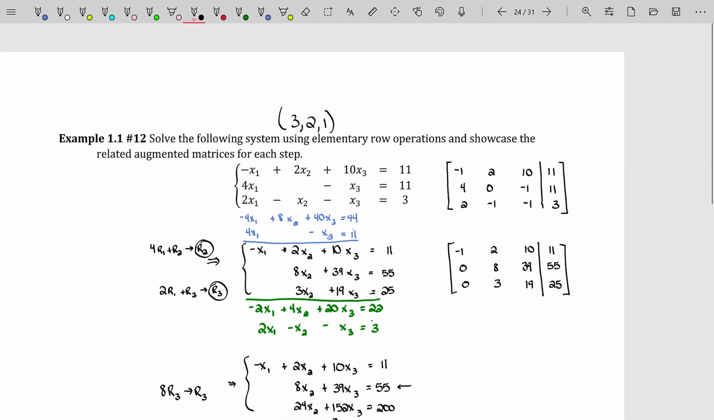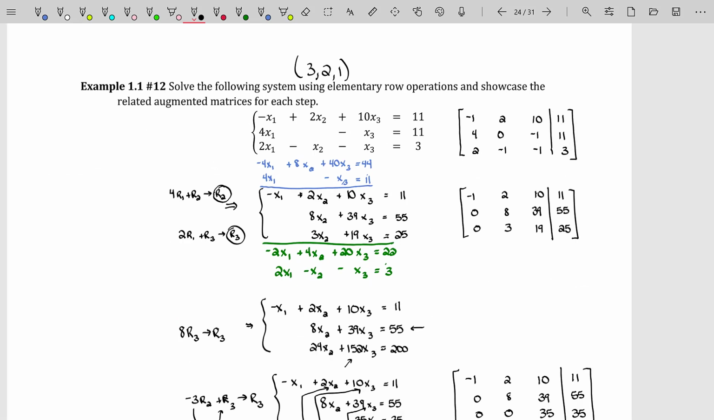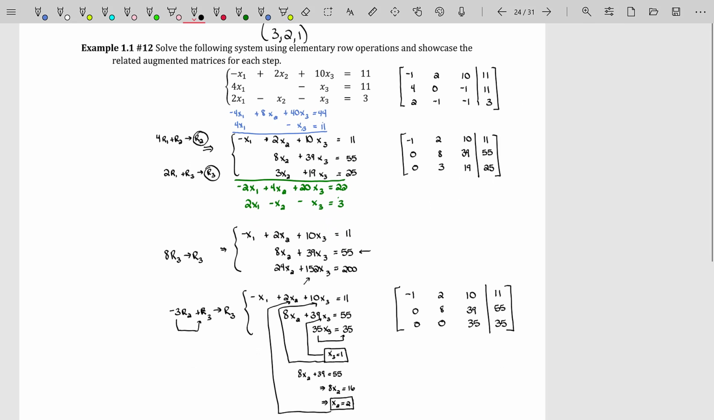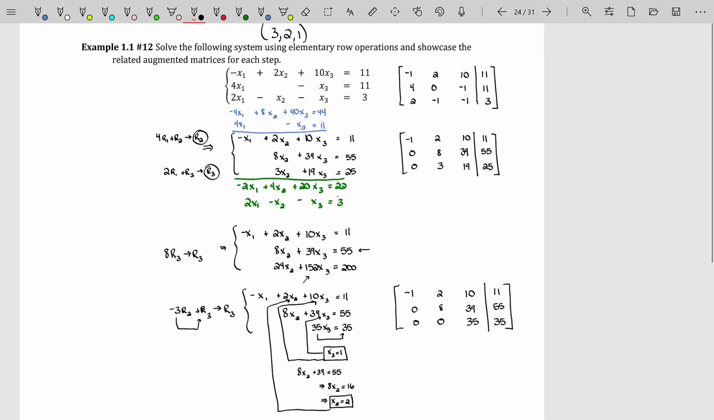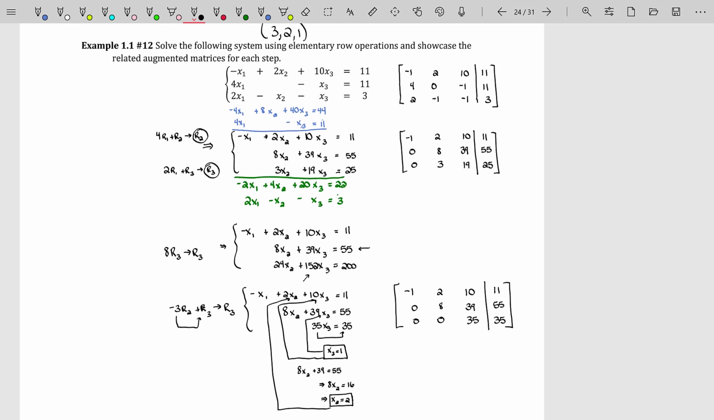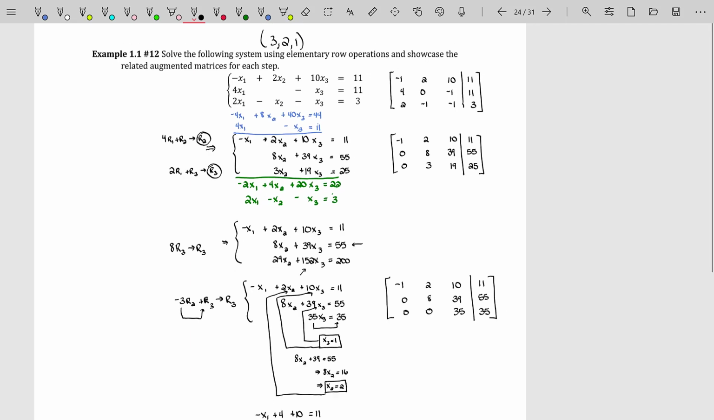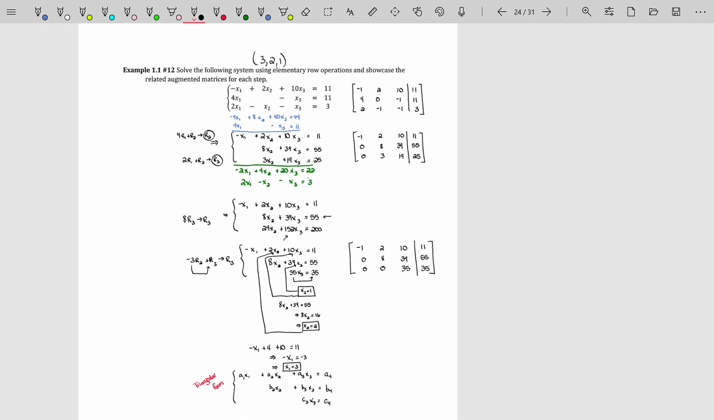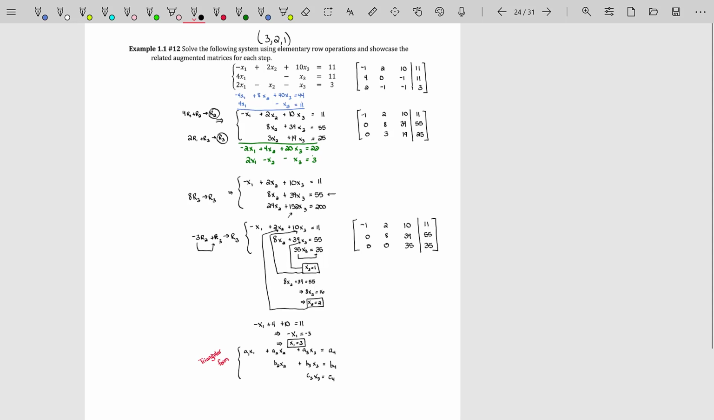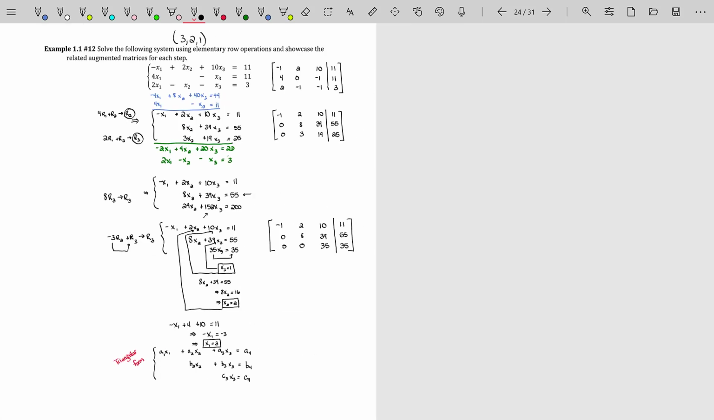And there you go. We solved that system using the elementary row operations, and we showed the augmented matrices for each step. Those augmented matrices shown for each step will become very, very important as we move forward. But this is just kind of a higher level review of your intermediate algebra solution style that you did way back when.